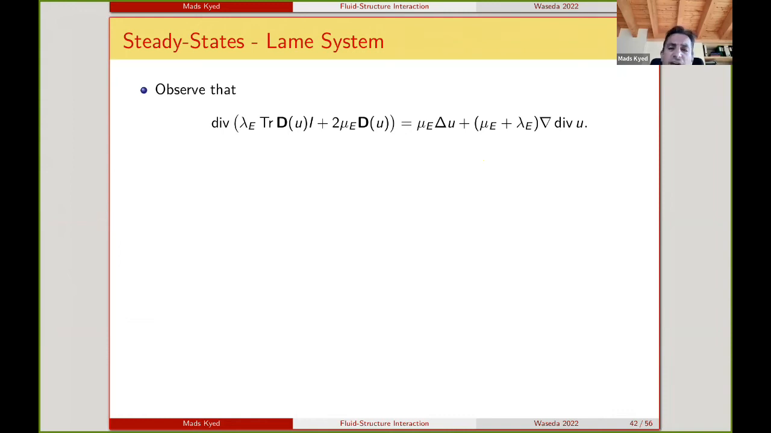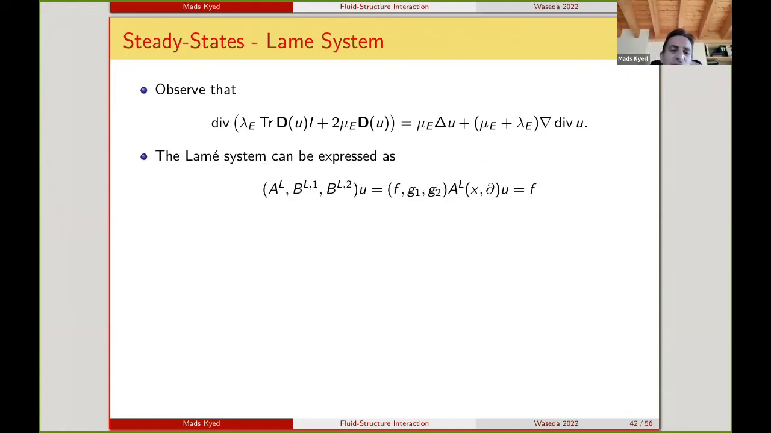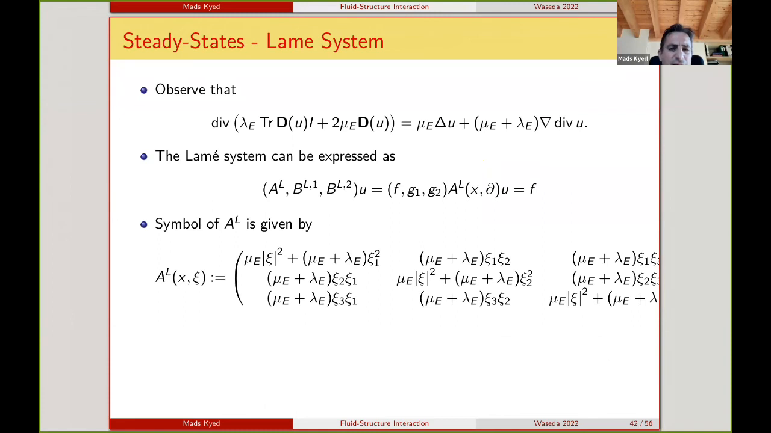At the end of the day, you can express it as a constant times Laplace u plus a constant times grad of div u. So the Laplacian, by the way, obviously is the divergence of grad. So it's a divergence of grad u plus a constant times gradient divergence u. So there's some symmetry there. So it's not all bad. The Lamé system can be expressed like this.